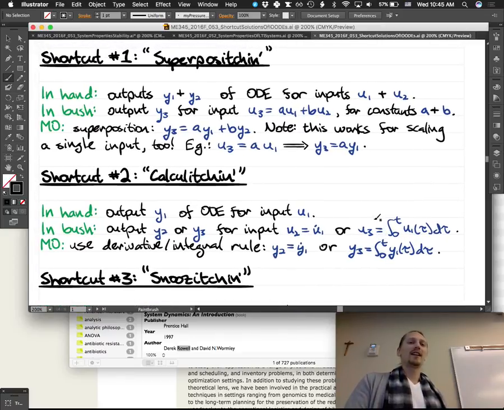Here's another shortcut: calculation. So say you have output y1 for an ODE that had an input u1. In the bush, what you want is output y2 or y3 for input u2 being the derivative of the original input, or u3 being the integral of the original input. This is why it's calculation, because it's calculus we're using. So use the derivative-integral rule. y2 is the time derivative if it was a time derivative of the input, and it's the integral if it's the integral of the input.